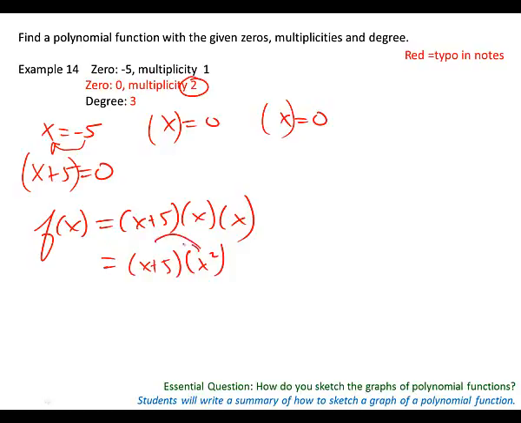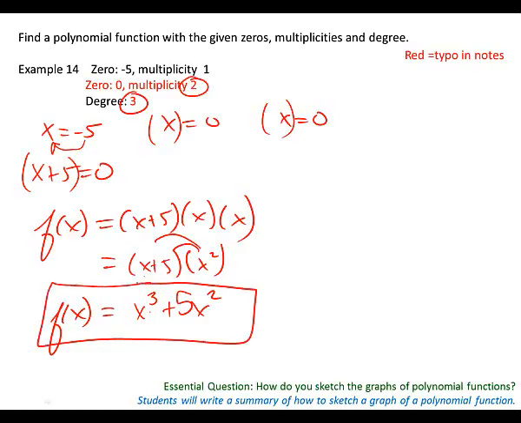And then what are we going to do with that x squared? Good. So x times x squared is? Good. 5 times x squared is? Good. Did I get a degree 3 like they wanted me to have? Yeah, so that's a good answer. So it's basically the same thing we did. They just set it up differently, right? They gave you the instructions differently.